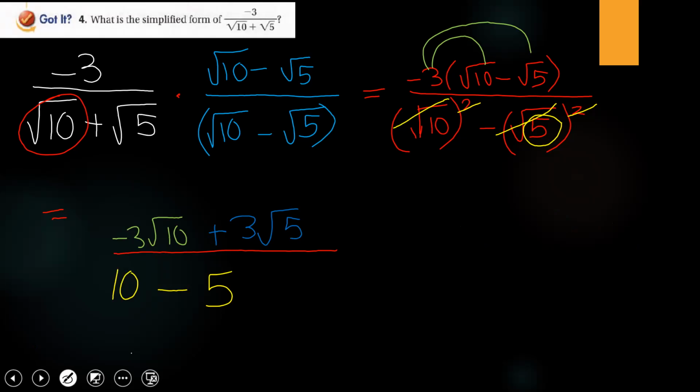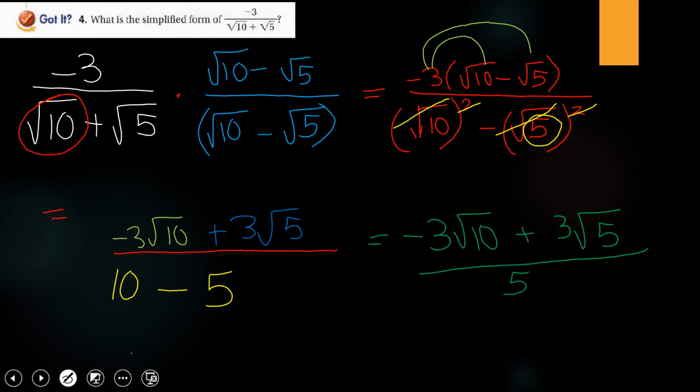Is it right? Yes. After we distribute them, it's negative 3 square root of 10 plus 3 square root of 5 over 5. Teacher, how? And teacher, it's square root of 5. How, teacher, you made the sign?